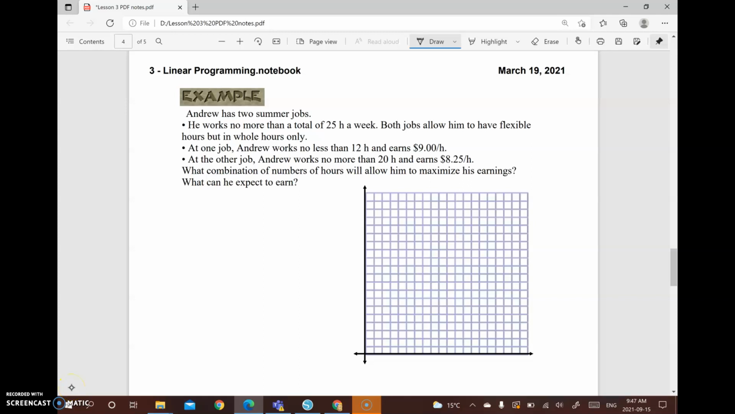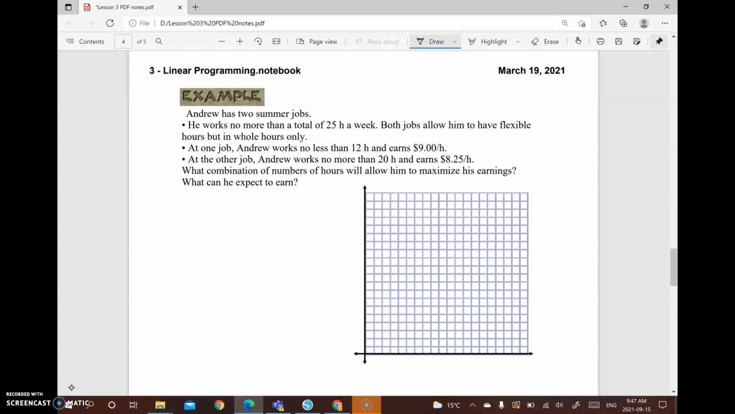Okay, example two. Andrew has two summer jobs. He works no more than a total of 25 hours a week. Both jobs allow him to have flexible hours, but in whole hours only. At one job, Andrew works no less than 12 hours and earns $9 an hour. At the other job, Andrew works no more than 20 hours and earns $8.25. What combination of numbers of hours will allow him to maximize his earnings, and what can he expect to earn?